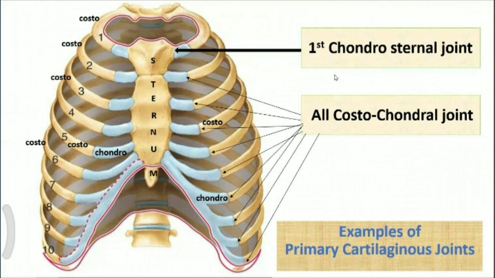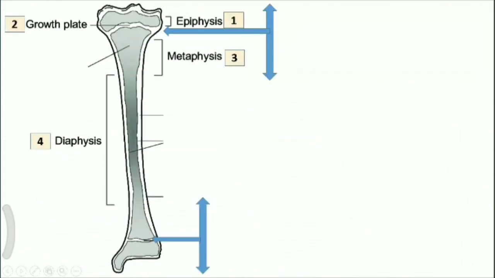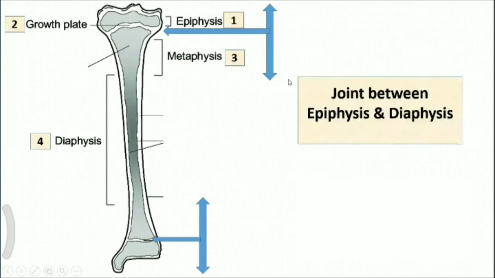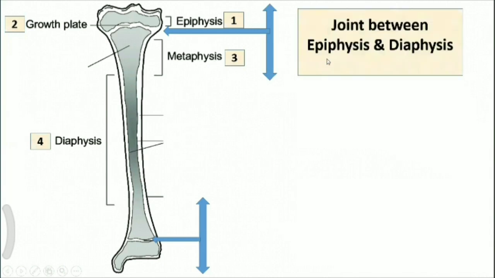Yes, sir. So first example: first chondrosternal joint, all costochondral joints, and the most important one, which every examiner eagerly waits to hear. What is the nature of the joint in between epiphysis and metaphysis? The joint between epiphysis and metaphysis is a primary cartilaginous joint. Epiphysis and metaphysis, or epiphysis and diaphysis, is a similar thing, as metaphysis is nothing but the upper end of the diaphysis.